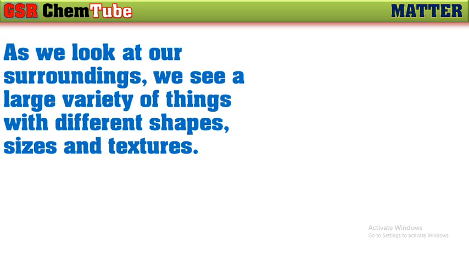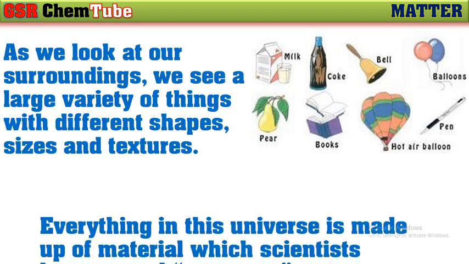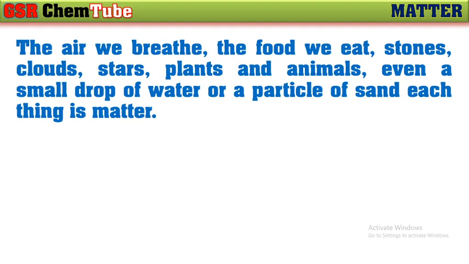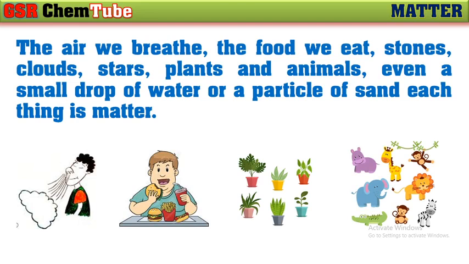As we look at our own surroundings, we see a large variety of things with different shapes, sizes and textures. Everything in this universe is made up of material which scientists have named as matter. The air we breathe, the food we eat, stones, clouds, stars, plants, animals, even a small drop of water or a particle of sand, each thing is matter.